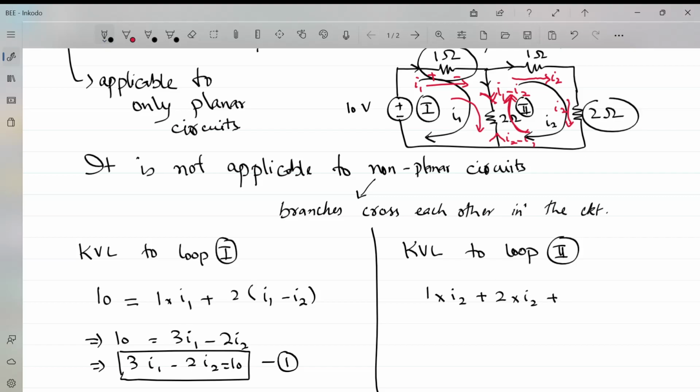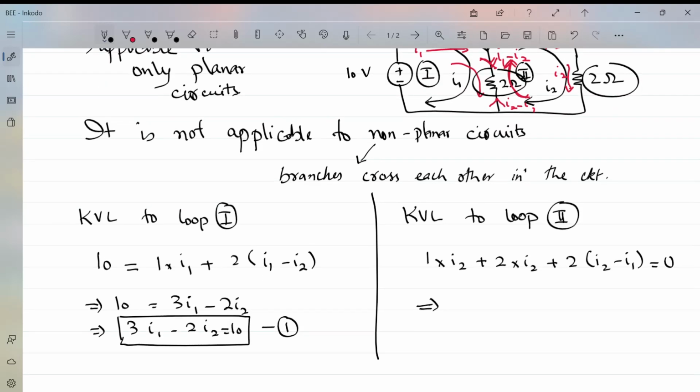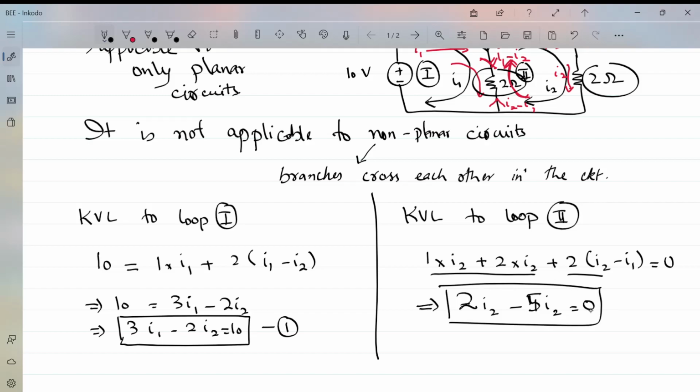2 into I2, this 2. Now this 2, while keeping the same current direction constant, plus 2 into I2 minus I1 is equal to 0. So this is the KVL equation when applied to loop number 2 or mesh number 2. So this becomes 3I2 plus 2I2 minus 2I1, or you can say 2I1 minus 5I2 is equal to 0. This is our equation number 2.